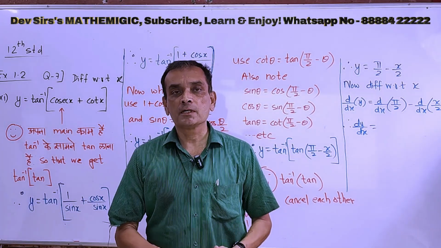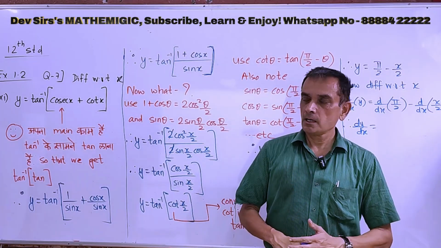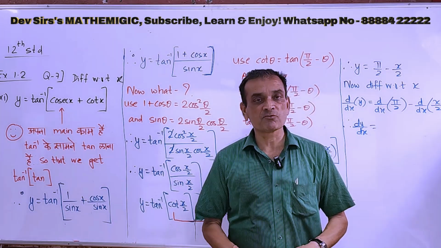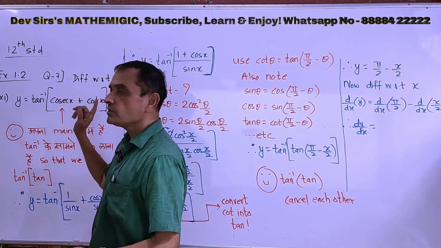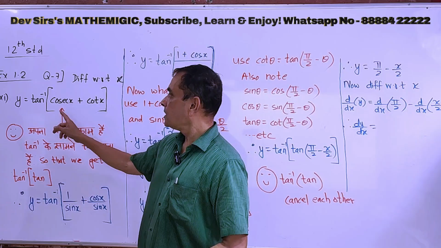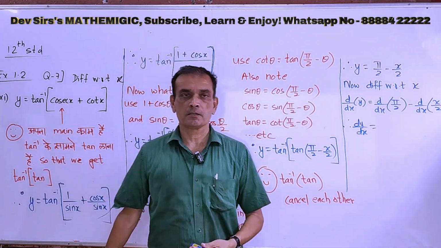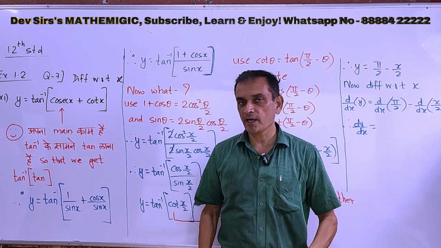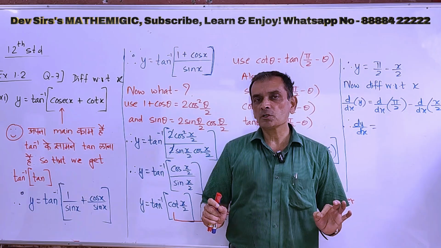We continue with inverse trigonometric functions. I have taken one sum, question number 7, exercise 1.2. Differentiate with respect to x. y is equal to tan inverse of cosec x plus cot x. This we have to differentiate. So what did we see that day?